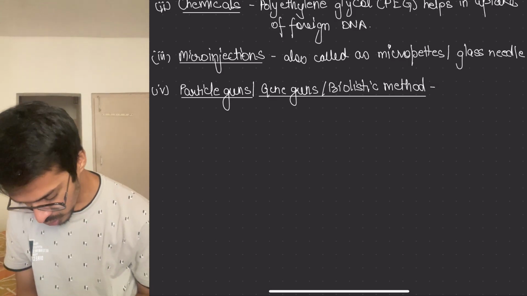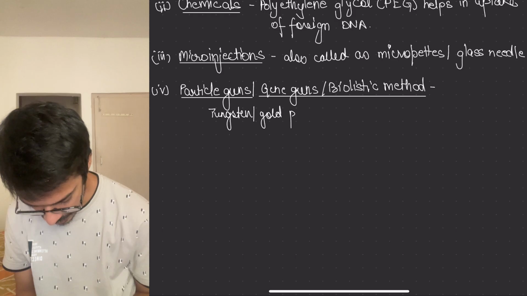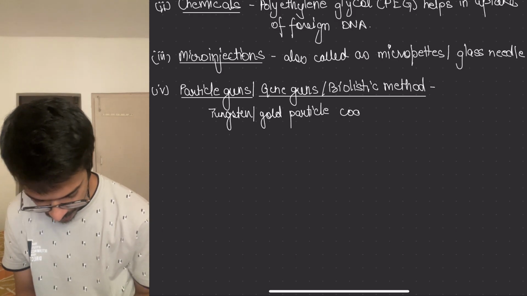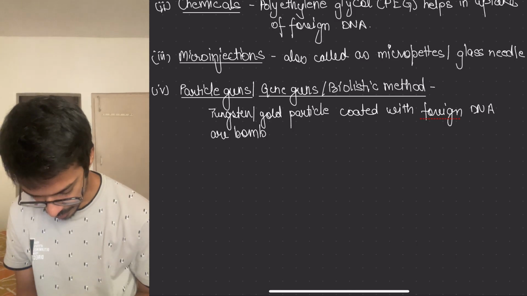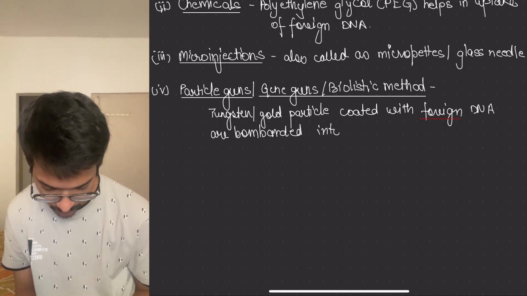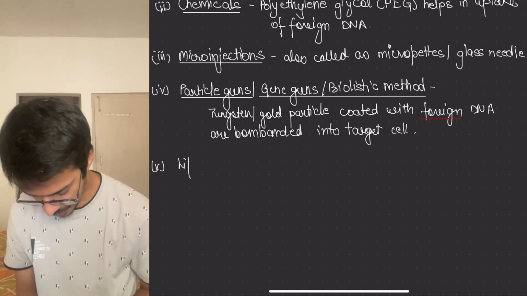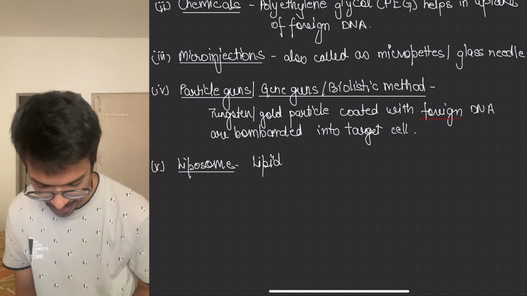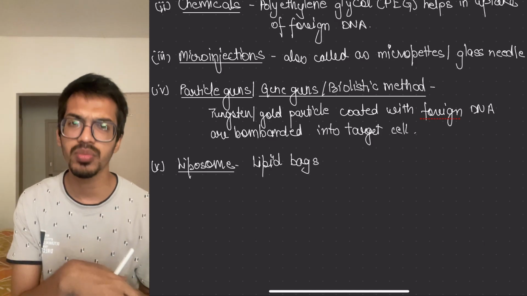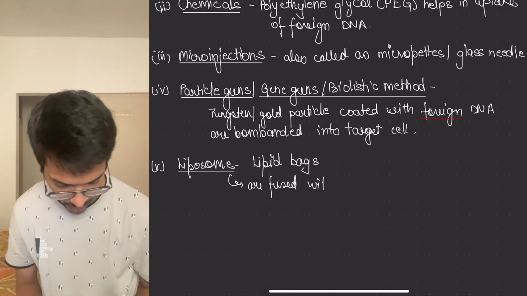So here what happened, tungsten with the gold coating or the gold particles, we coat it with the DNA or the gene of interest and directly shoot it. So imagine that someone shoots and the bullet goes inside me. Same thing with the cell also. So these are microscopic guns which we will directly shoot with high velocity. It will go inside and bombard and goes inside the cell. Okay, so tungsten or gold particles coated with foreign DNA are bombarded into target cell. Then we have liposomes. Liposomes are the lipid bags. Name itself is saying that they are the lipid bags. They are fused directly with the protoplast.